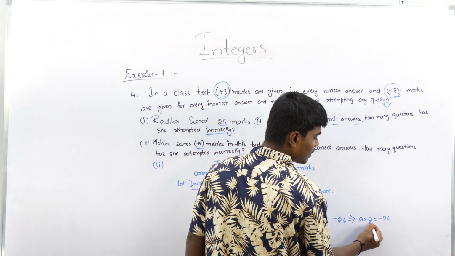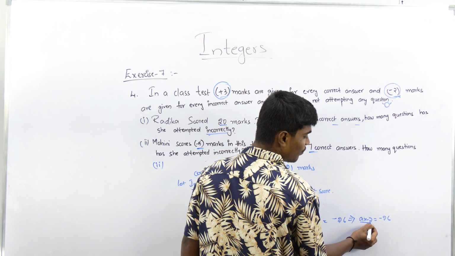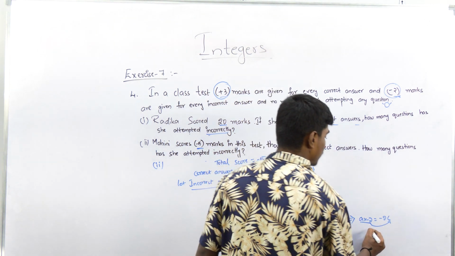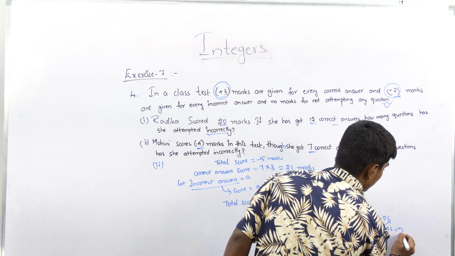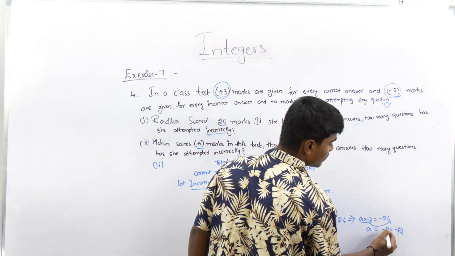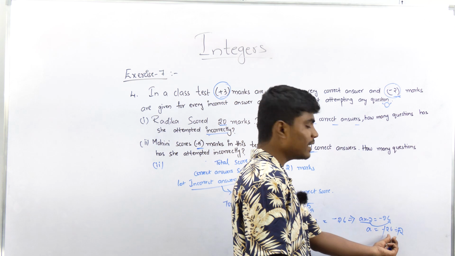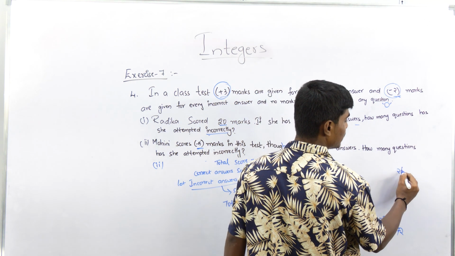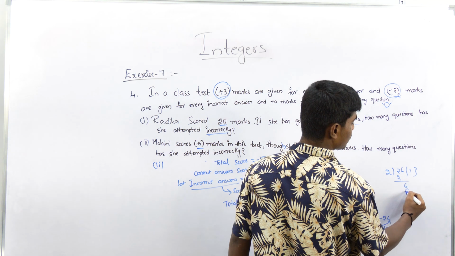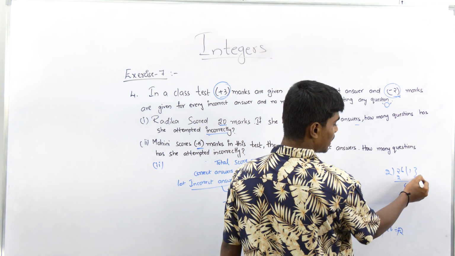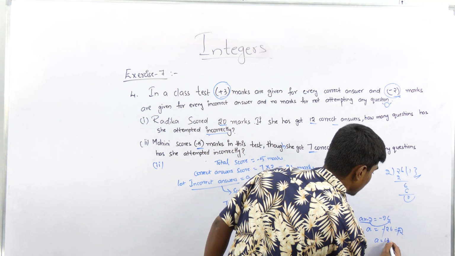Here minus 2 is multiplying this side. If we move minus 2 to this side, it will divide. So a is equals to minus 26 divided by minus 2. Here minus, minus get cancelled. 26 divided by 2. 2 ones are 2, 6. 2 threes are 6, 0. So 13. So a is equals to 13.